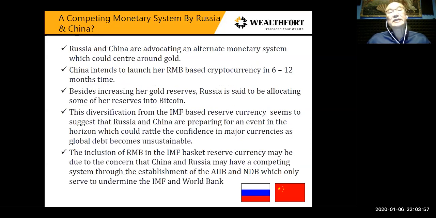A competing monetary system by Russia and China. Now, Russia and China are advocating an alternate monetary system which could center around gold. China intends to launch a renminbi-based cryptocurrency in 6 to 12 months' time. Besides increasing her gold reserves, Russia is said to be allocating some of her reserves into Bitcoin.